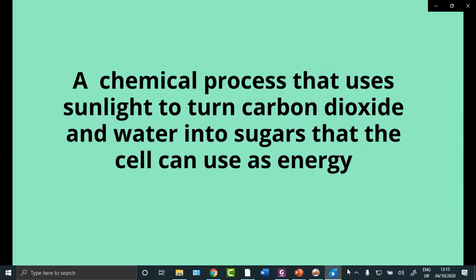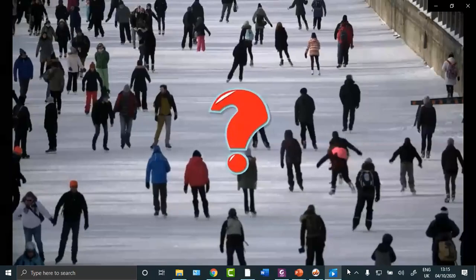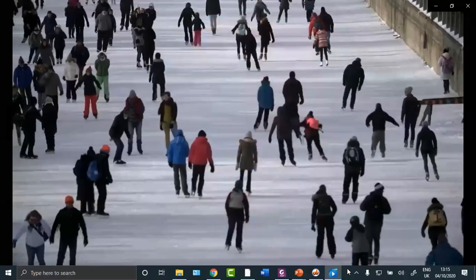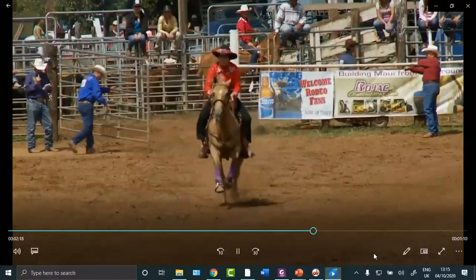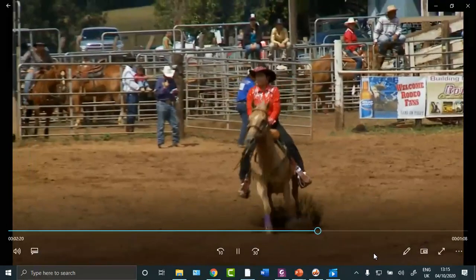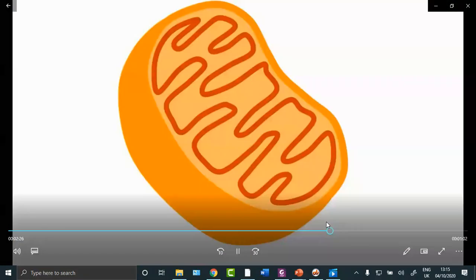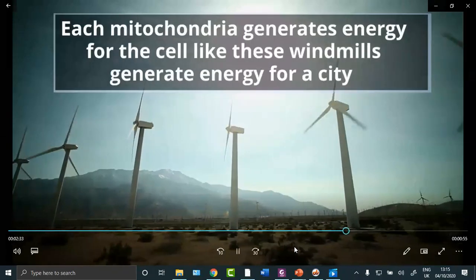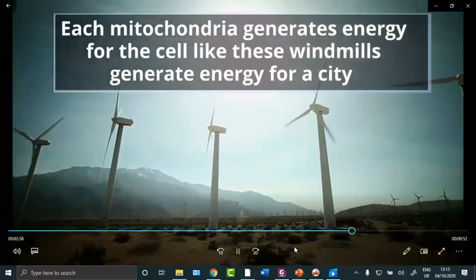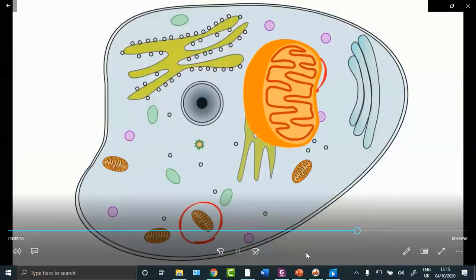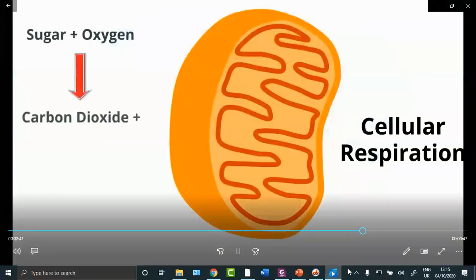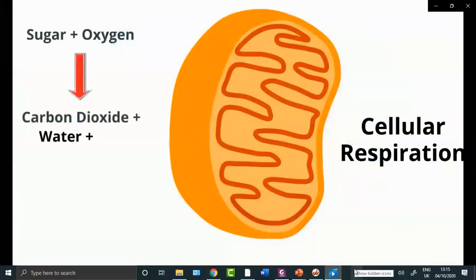Now, why is cellular respiration important? It's important because living organisms, including plants, generate daily activities using cellular respiration. Cellular respiration takes place at the mitochondria. Think of the mitochondria as the power plant for cells, similar to how cities use power plants for their energy. So here's how it works in basic terms. At the mitochondria, the sugar combines with oxygen to produce carbon dioxide, water, and energy in the form of ATP.